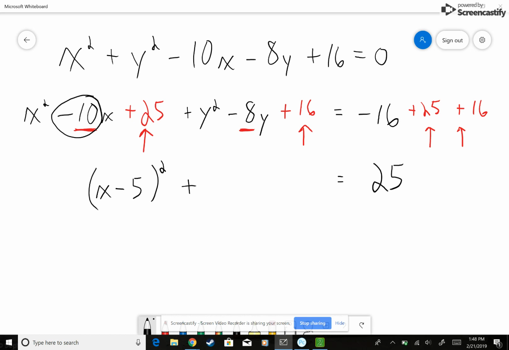We're going to do the same thing for the y squared minus 8y plus 16. We're going to write parentheses squared. It's going to begin with a y. And then the number that we cut in half at negative 8, when we cut it in half, became negative 4.